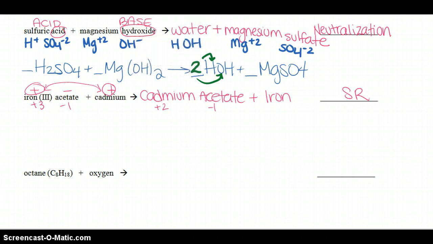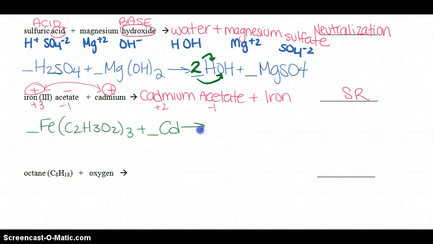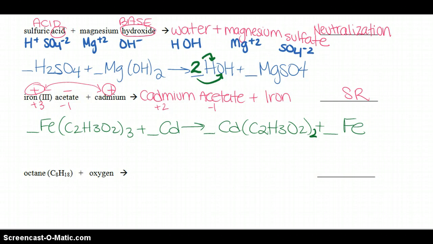So we're ready to write our formulas. We've got Fe, C2H3O2, then we need 3 of them, plus cadmium by itself, and then cadmium with acetate, and iron by itself. So then we need to balance. I forgot the 2 here. There we go. Looking at this, I like to start with my polyatomics.